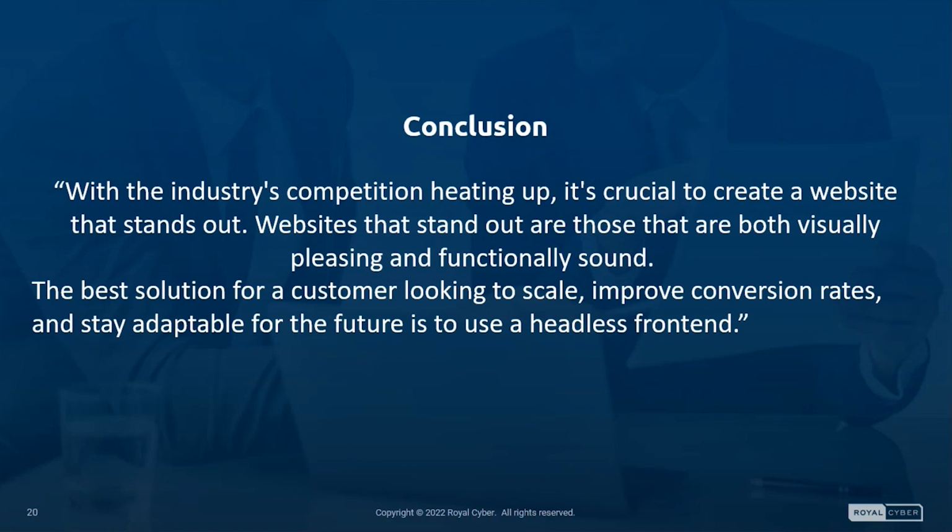I hand over to Matthew. Matthew, could you please take up from here? Yeah, thanks, Varada. With the industry competition heating up, it's crucial to create a website that stands out. The websites that stand out are both visually pleasing and functionally sound, right? So the best solution for a customer looking to scale, improve conversion rates and stay adaptable for the future is to use the headless front end.